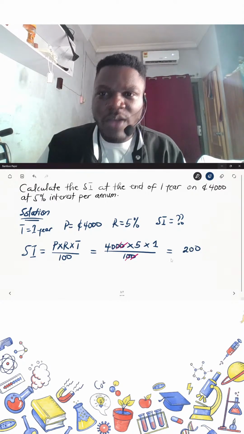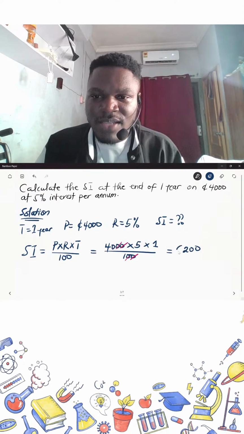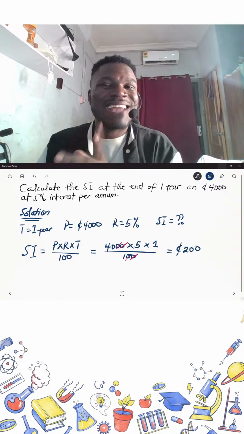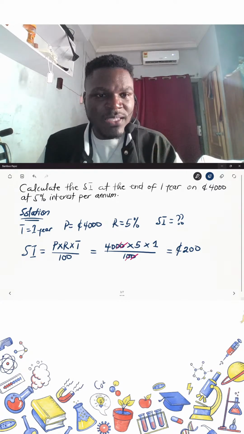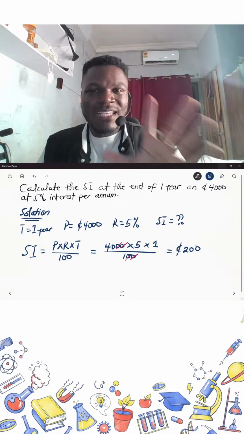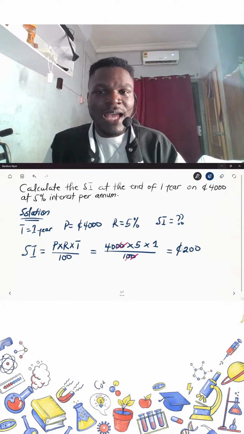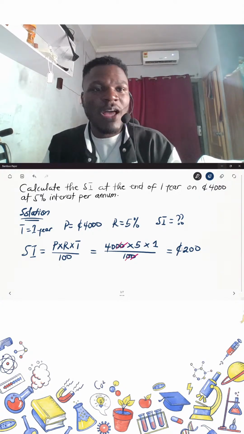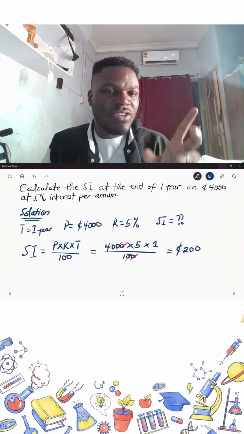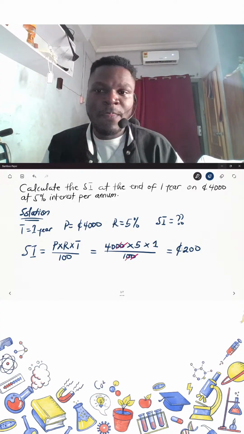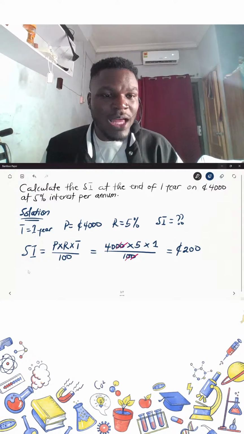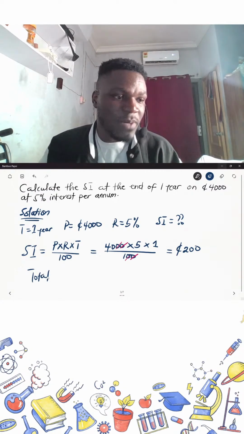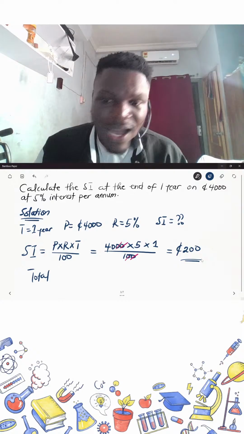So I have 200 here as my answer, and then I include the sign, which in this case is the cedi sign. So it means that the simple interest, or the interest that I have to pay when I borrow 4,000 Ghana cedis at an interest rate of 5% for 1 year, is 200 cedis. Are we okay? Now, mind you, the question is just saying we should find the simple interest. So this is our answer.